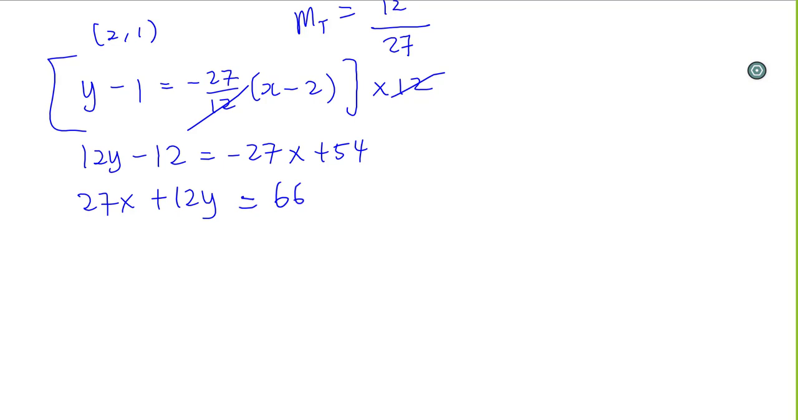Yeah, because you realize all the numbers here can divide by 3, right? So it should be 9x plus 4y equals to 22. Yeah, leave it in the simplest form, always.